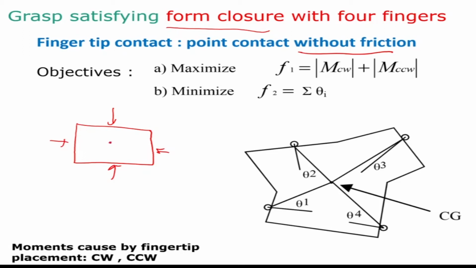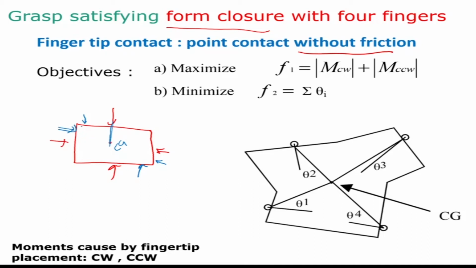Or what I could do is place the fingers such that I place 2 fingers here, 2 fingers here, 2 fingers here, and 2 fingers here. In that case, I can maximize the moments. Why? In this case, this fingertip is going through the CG, so it is not generating any moment. So it cannot resist moments.